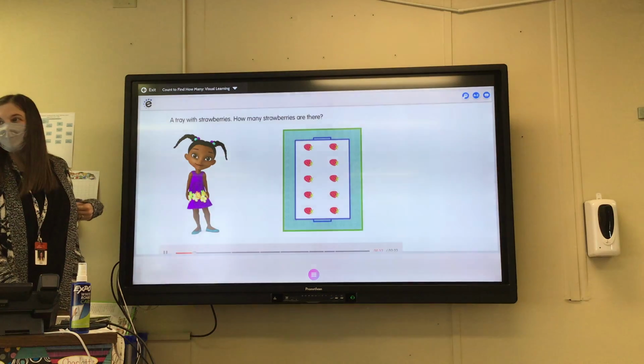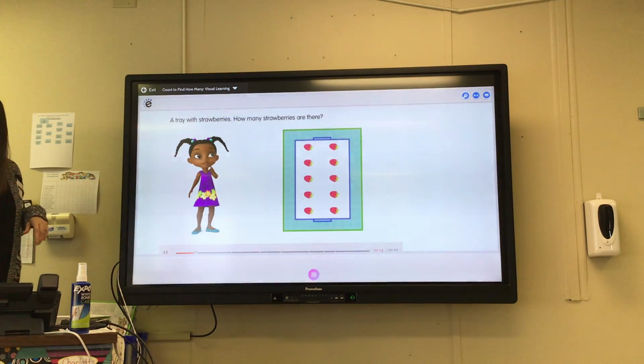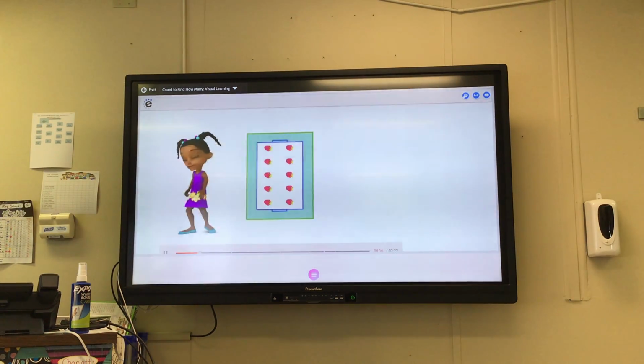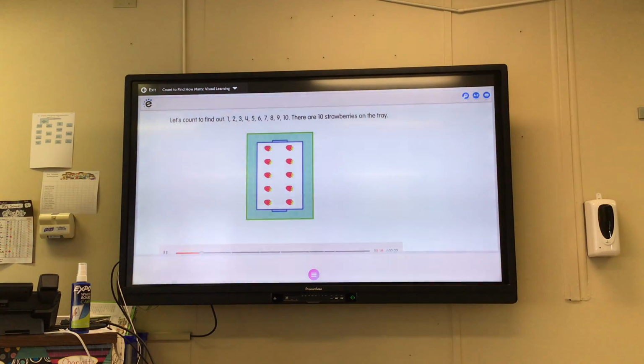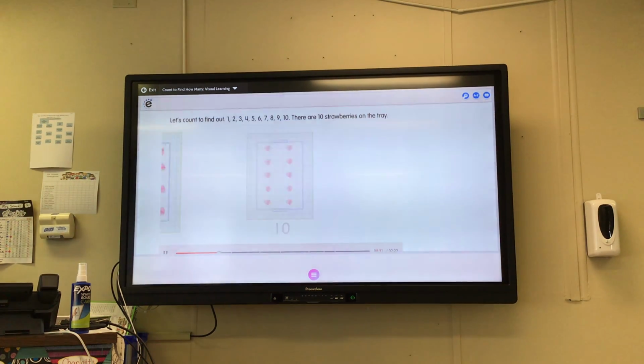A tray with strawberries. How many strawberries are there? 10. Let's count to find out. 1, 2, 3, 4, 5, 6, 7, 8, 9, 10. There are 10 strawberries on the tray.